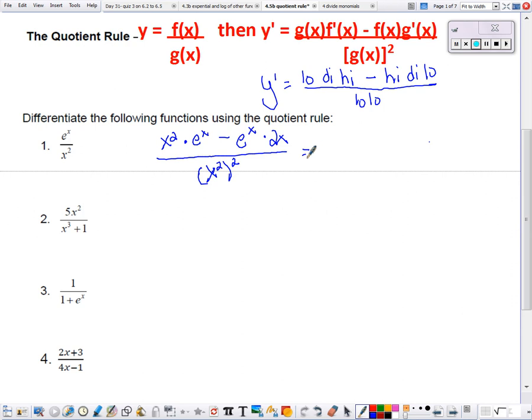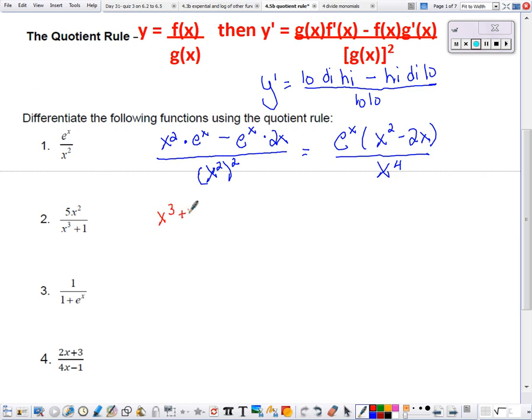Now we do have to simplify this. There's an e to the x in both of my terms up here, so I can factor that out. I'm left with x squared minus 2x. And then x squared squared is x to the 4th. Okay, let's try number 2.